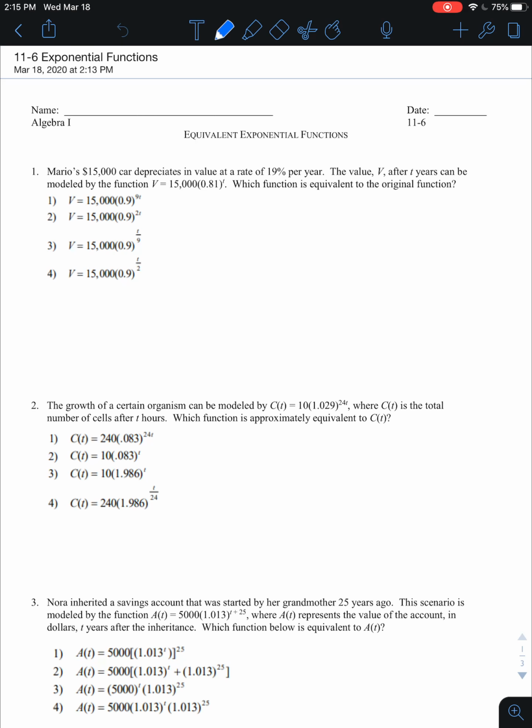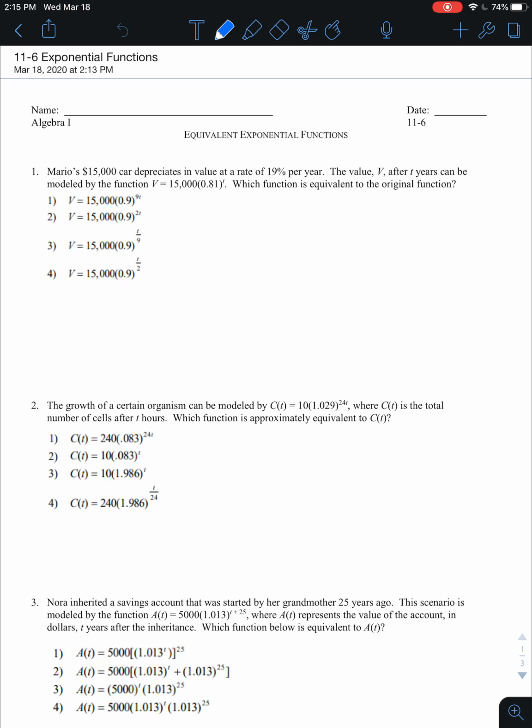Hi everyone. For today's lesson 11.6, we're going to be looking at some Regents questions that come up quite a bit about equivalency, having to deal with exponential functions. So this lesson is very much calculator based. We're basically just going to show you how to answer any question that talks about an equivalent choice.